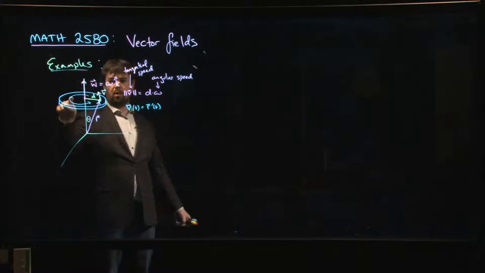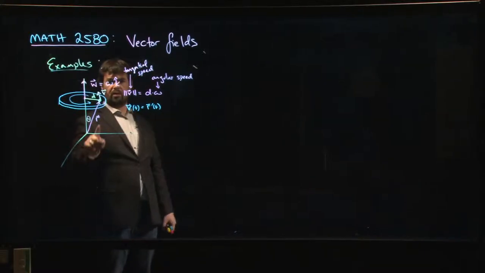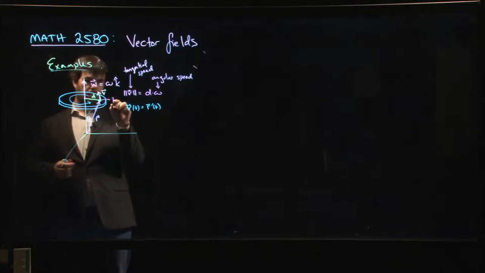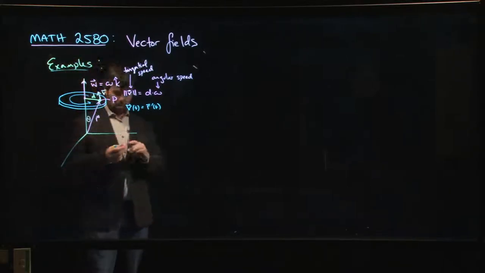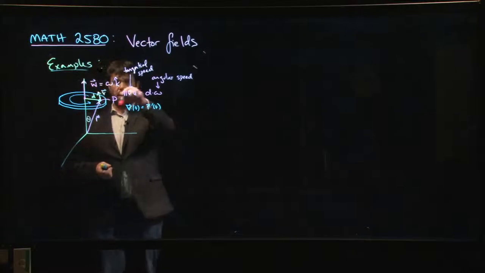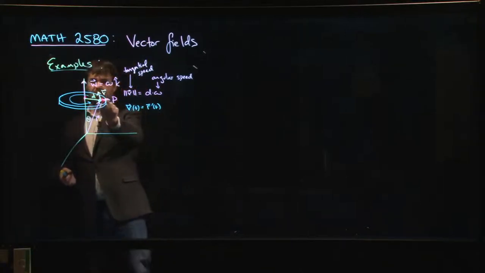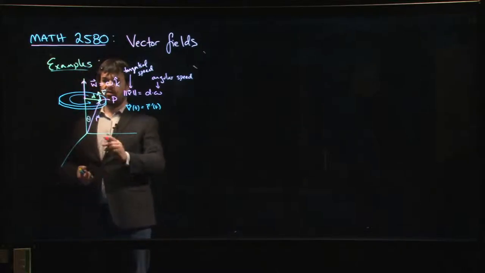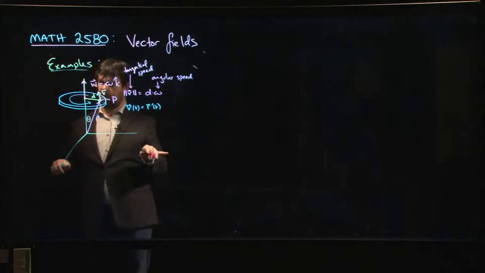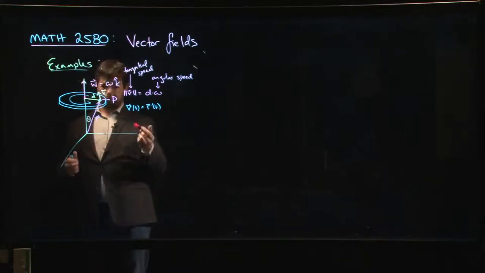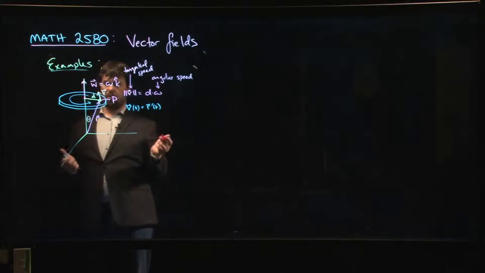So every point on this disc, so here's a particular point, maybe we call that point P, let's say. Every point on the disc is going around in a circle, right? And the radius, of course, depends on how far out you are from the z-axis. The z-axis is the axis of rotation here. So we've got the distance d, the distance from the z-axis to that point, telling you how far around you go.